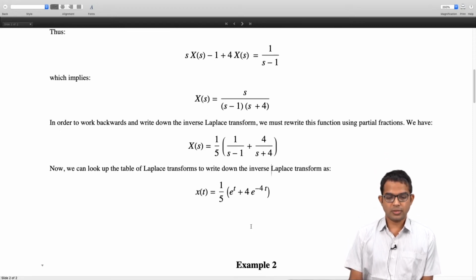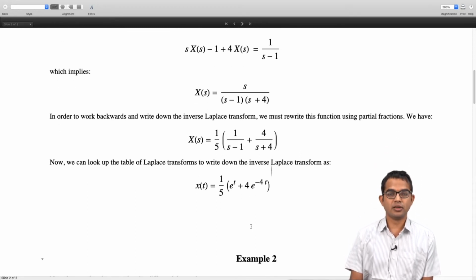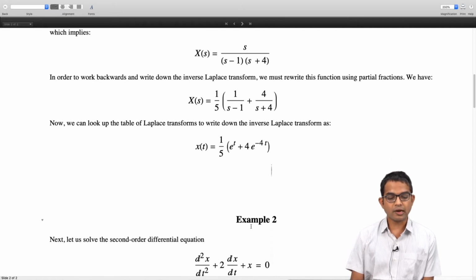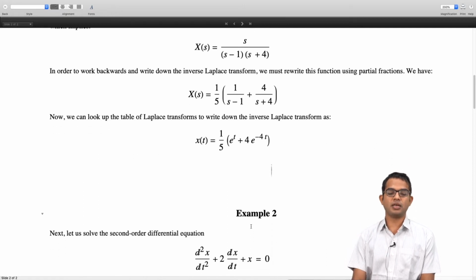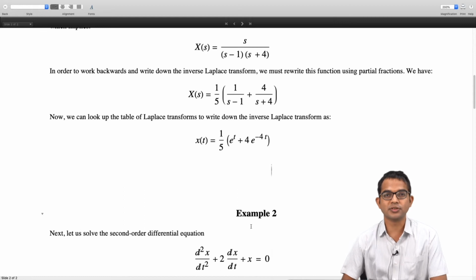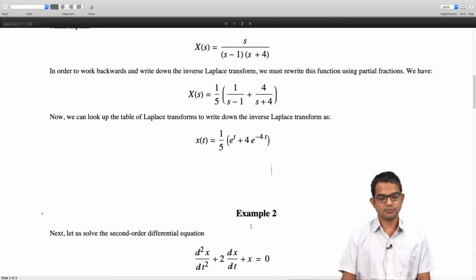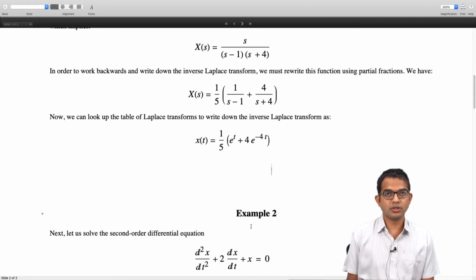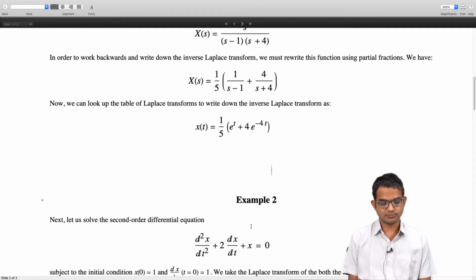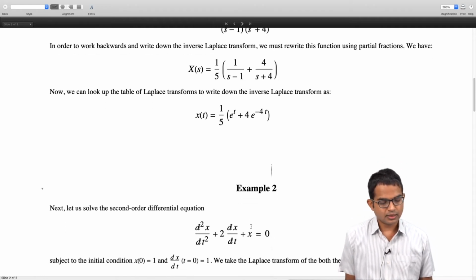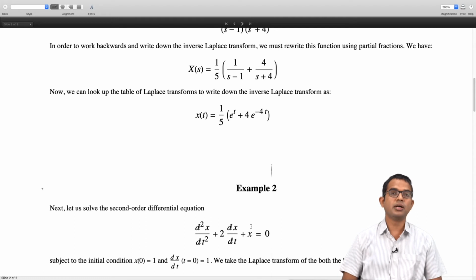Okay, so let's look at another example, which is a little more complicated. Suppose we look at the second order differential equation. Here I'm taking it to be a homogeneous differential equation. We know how to solve this, but let's do it using Laplace transforms. So we have the initial condition X of 0 equal to 1 given to us, and the derivative. We have to have two conditions now, because it is a second order differential equation: dx by dt at t equal to 0 is given to be 1.